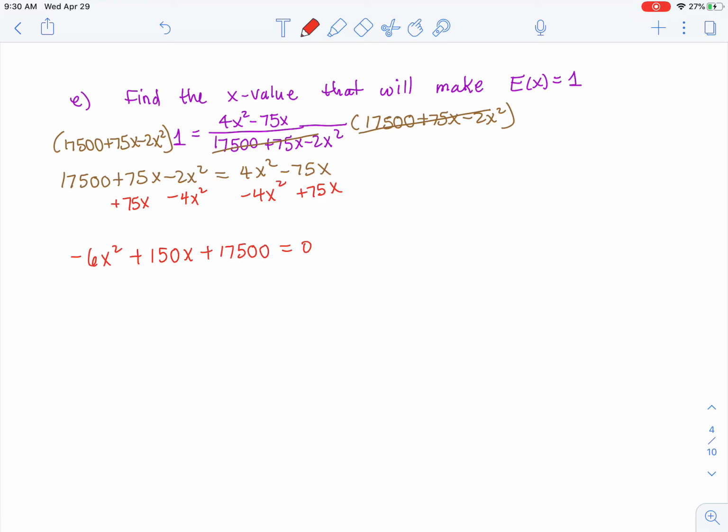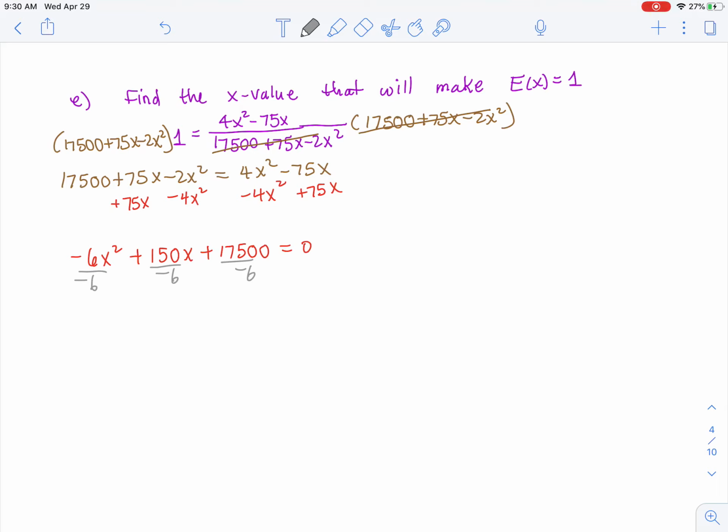Now we're solving a quadratic equation, and I don't think it will factor nicely, so I'm not even going to try to factor. I'm going to go ahead and use either, what's your method? You like the quadratic formula or completing the square? I personally like completing the square, but with a leading coefficient that is negative 6, it may be easier to just go with the quadratic formula.